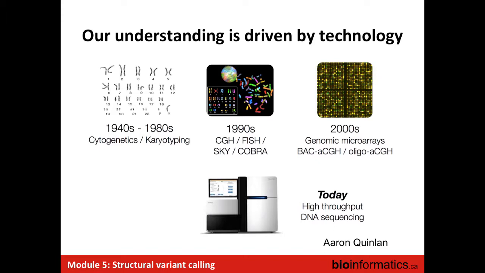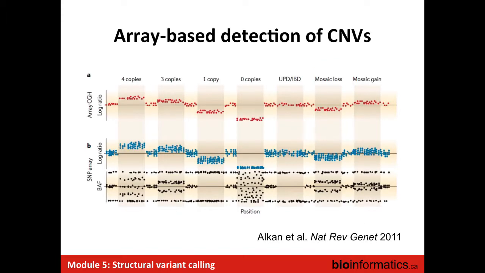As I said, NGS was a game changer for that kind of analysis. So we did karyotyping, then FISH, then for the CNV, we did CGH array, then SNP array, and now we are working with high-throughput sequencing. Just to give you an idea of what type of information we have when we detect CNVs: with CGH array, you just look at the amount of DNA you've got at each position. With SNP array, you take the same information, but you also look at the allele frequency.